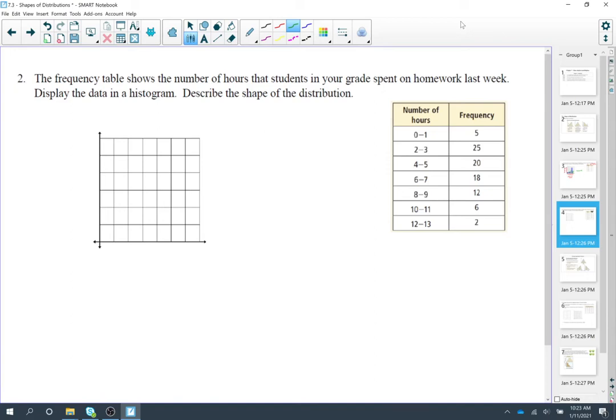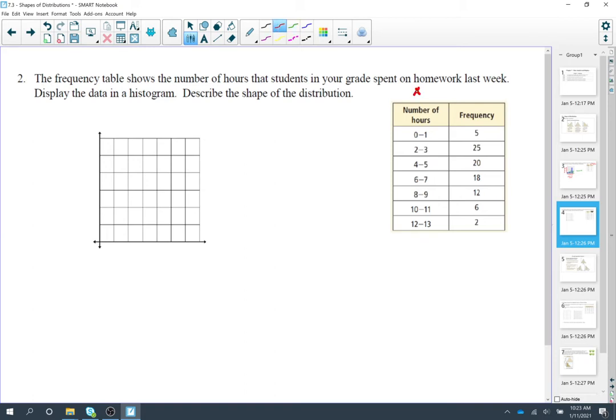Example 2. The frequency table shows the number of hours that students in your grade spent on homework last week. Display the data in a histogram and then describe the shape of the histogram. So for example, keep in mind a frequency table over here. 5 students spent between 0 and 1 hour on homework versus like 20 students spent between 4 to 5 hours on homework. We have to put this in a histogram.